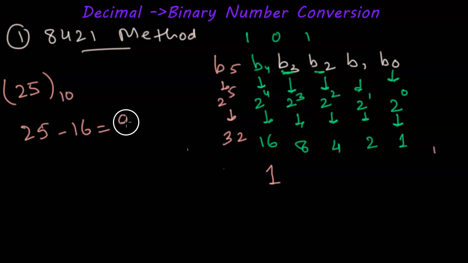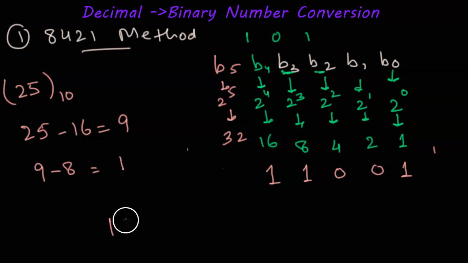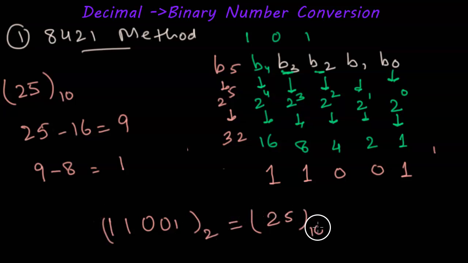So we have 9. Now 9, what is the maximum number less than 9? It is 8. So we represent 1 over here and we subtract 8 from here. We have 1 remaining. So under 1, we just write 1, and these two 4 and 2 is 0. So in the binary form, 11001 is equivalent to 25 in its decimal form.